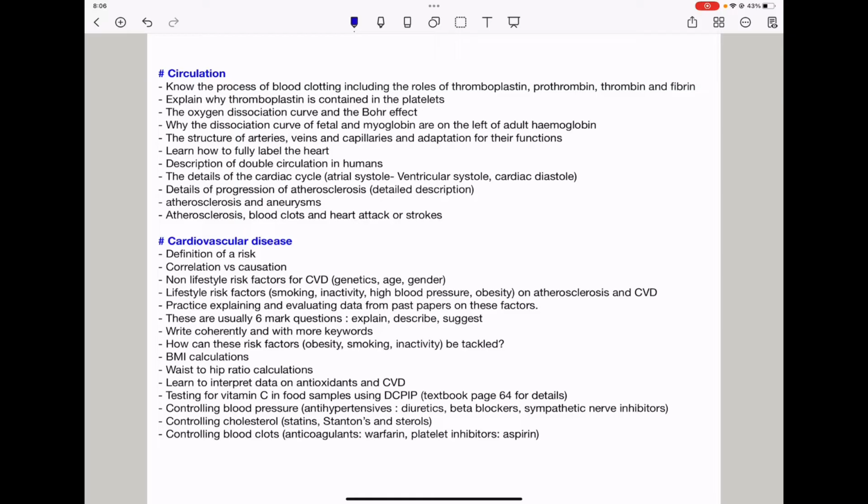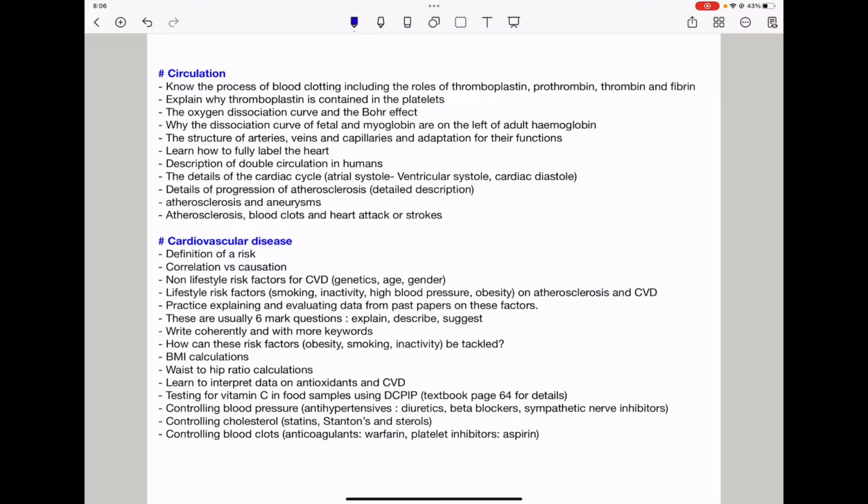We also need to know how these risk factors can be tackled, like how obesity, smoking, inactivity, and so on can be minimized. You need to learn about BMI calculations and explanations relating to data given to you, as well as using waist to hip ratio in calculations. You need to learn to interpret data on antioxidants and CVD.